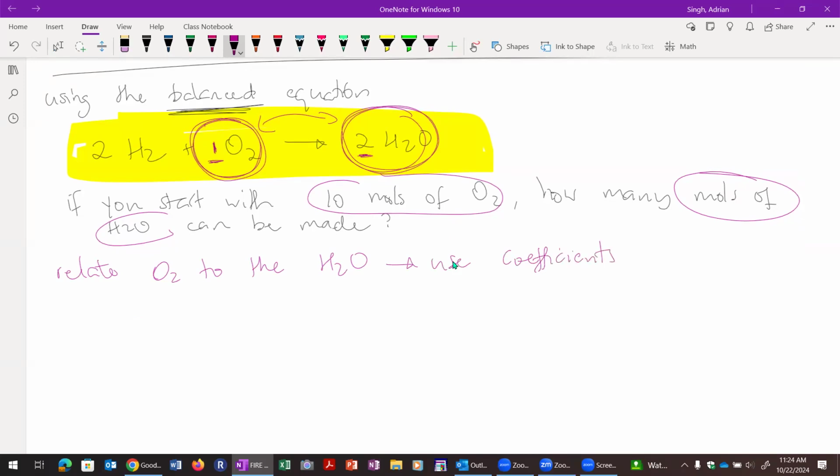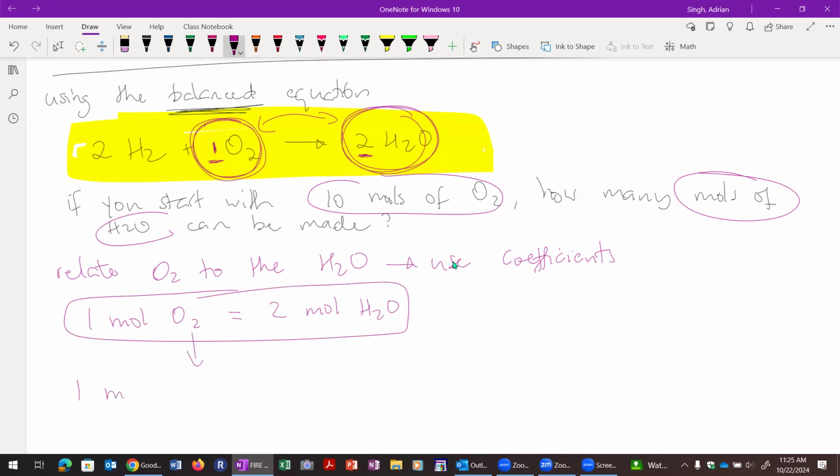Okay, and according to this balanced equation, it says that 1 mole of O2 produces 2 moles of H2O, right? So I'm writing this as an equality so that I can turn it into two conversion factors. So now I have 1 mole of O2 over 2 moles of H2O, right?